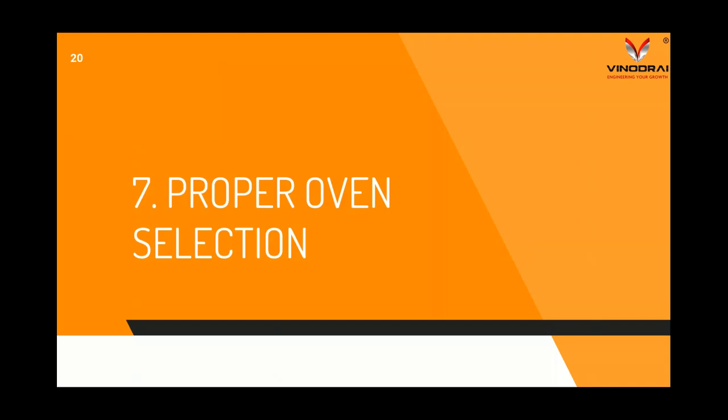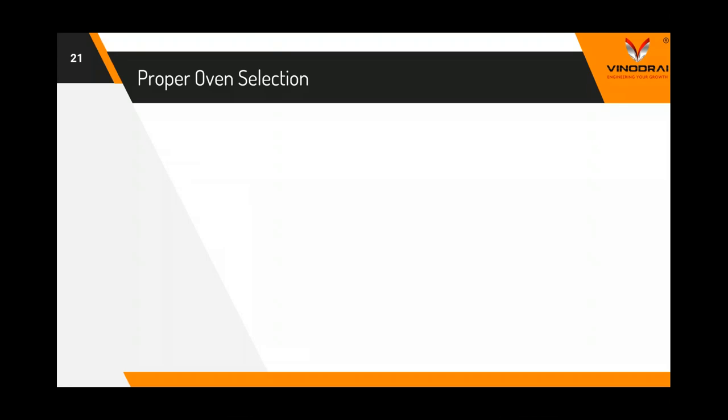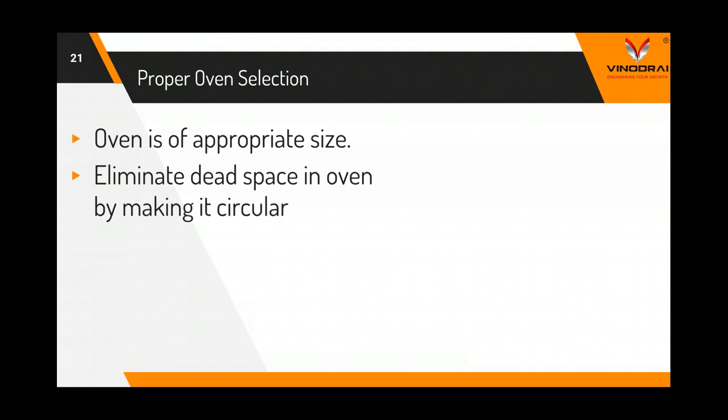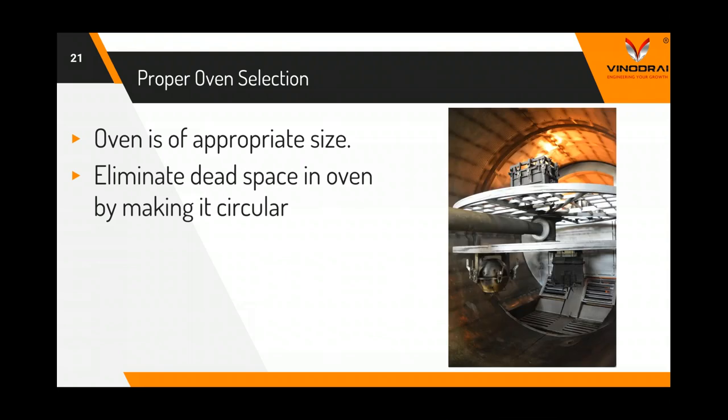Let us move on to the next point, which is proper oven selection. Usually this is done in the beginning, but even if you have three or four machines, and when you are deciding where you need to put this mold, your mold needs to be put in an appropriate oven size. A too small mold in a very big oven might not result in fuel efficiency. Also, eliminate dead space in the oven by making it circular, so that there are no extra corners or dead corners where unnecessary or unused air is being heated for no reason. That would increase your fuel consumption.